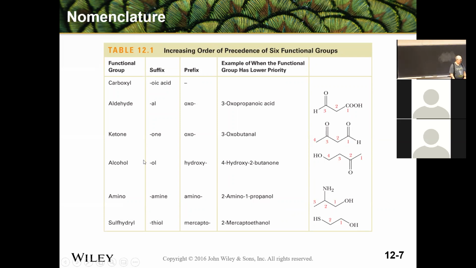Right, what if we have an aldehyde and a ketone in the same compound? Okay, by IUPAC rules, the aldehyde takes precedence. Okay, so this is butanal, and then the ketone substituent is an oxo. Okay, not an oxy, but an oxo. So this is 3-oxobutanal.